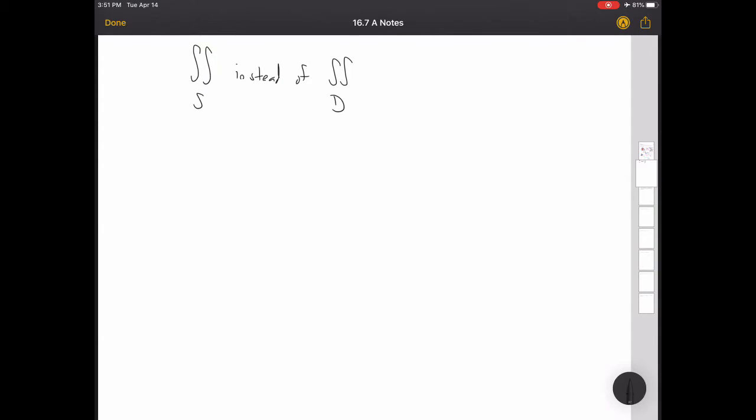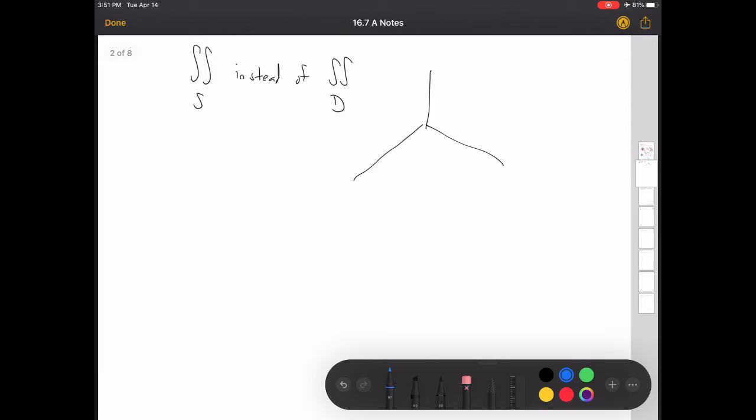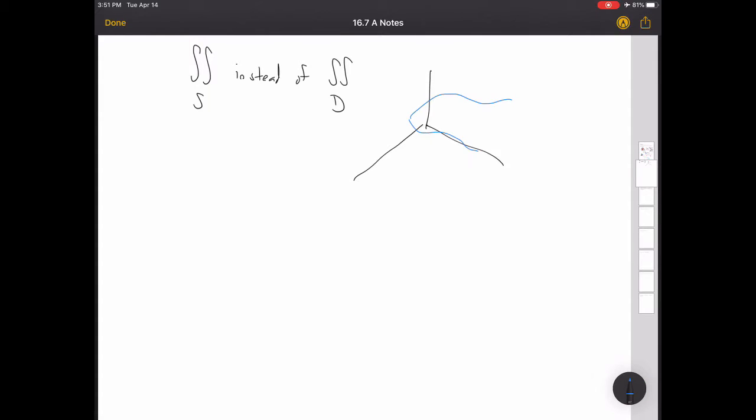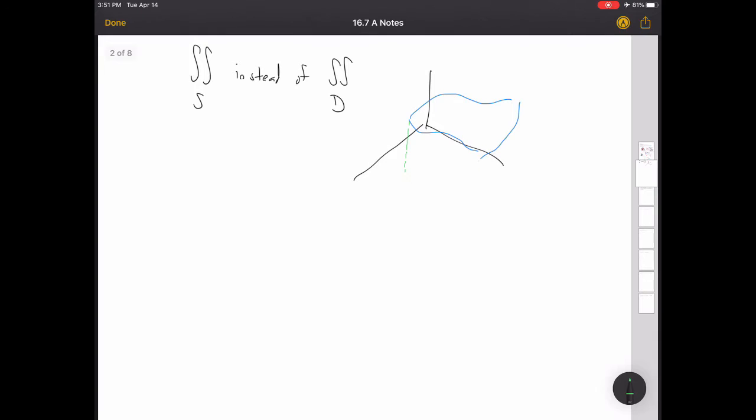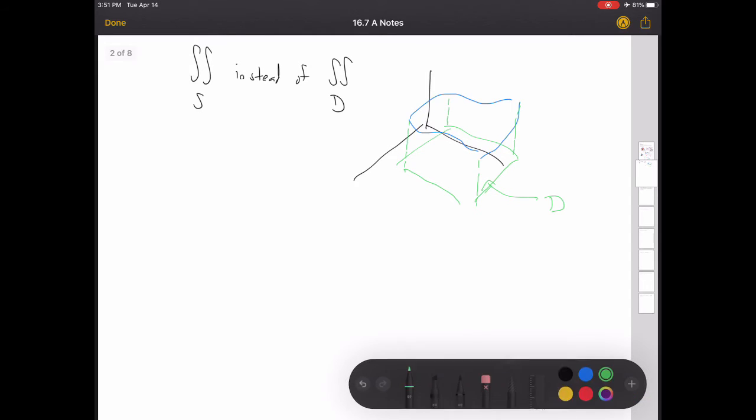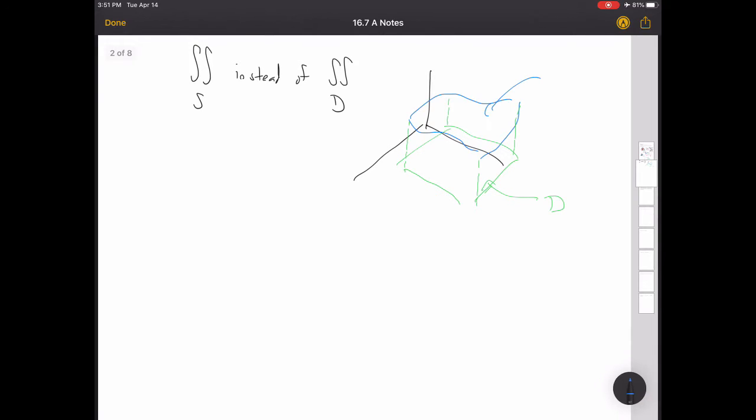So normally what we would have is some surface, whatever that surface is, floating up here in space. And what we would normally do is have some kind of a projection down into the XY plane. This projection down here would be our normal D. So down here, this would be D, where the surface itself floating up here is S.